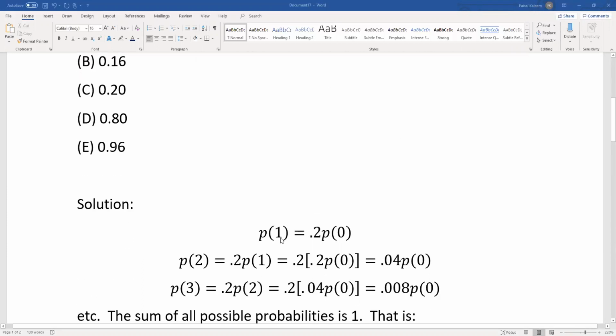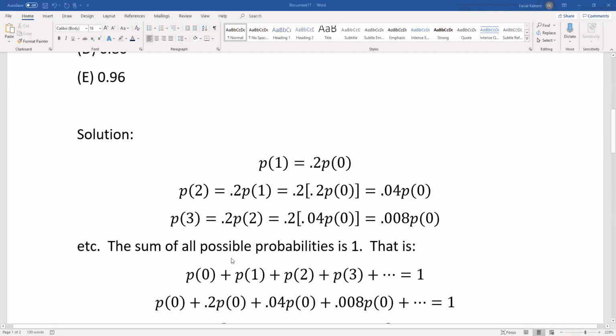But we already know that P1 is 0.2 P0. So substituting that value over here for the P1, we get P2 equals 0.04 P0. Similarly, P3 equals 0.2 times the value of P2, which is this. And that gives us P3 equals 0.008 P0 and so on.